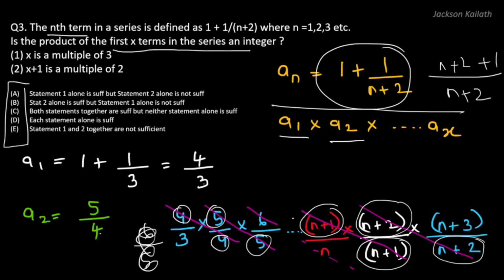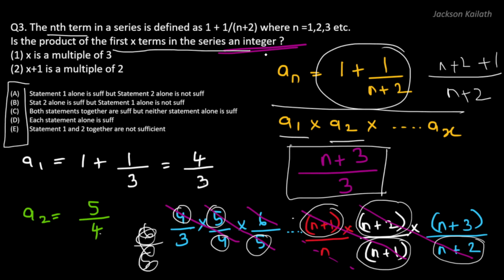So we will ultimately be left with n plus 3 divided by 3. And over here we have the first x terms, so that would be x plus 3 by 3. That's the same thing, and we just need to know whether this value is an integer or not as per the question. Now let's take a look at the statements which are given to us.